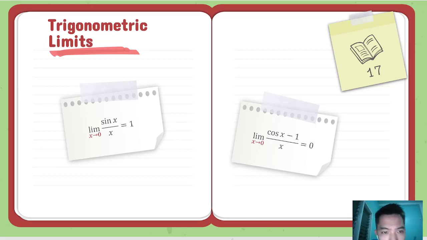Now, using these two technical facts, the limit of sine x all over x as x approaches 0 is equal to 1, and the limit of cosine x minus 1 all over x as x approaches 0 is equal to 0, we will now solve limits that involve trigonometric properties, so that we may use them in evaluating limits of functions involving trigonometric identities.